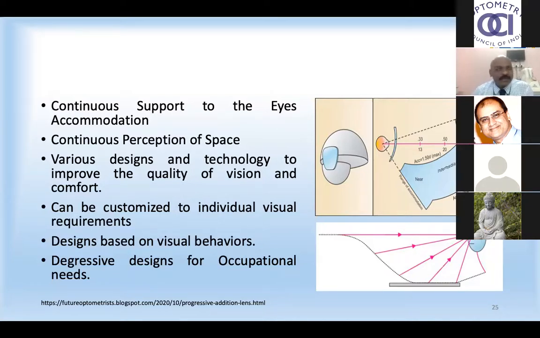and tailor-make a lens for the particular patient. You also have designs called digressive lenses for occupational needs, for a specific occupation, like a person working in a cubicle who wants vision only in that range. Instead of a design where the power progresses from distance to near, we can have a lens which digresses from near to distance, providing the visual range for that 2 or 3 meter distance, and it provides a very wide field of view.